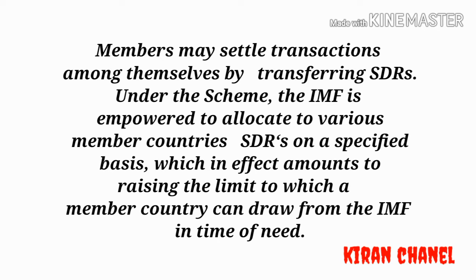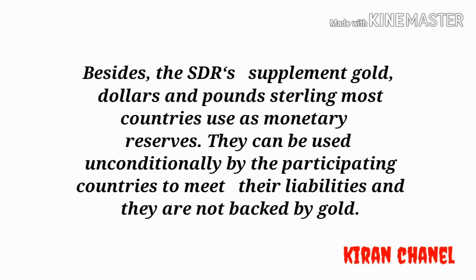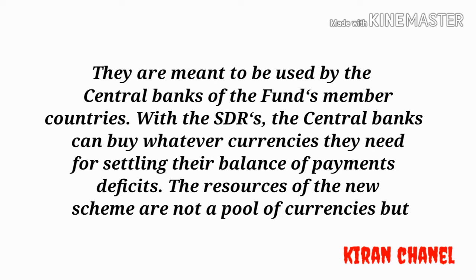Under the SDR scheme, the IMF is empowered to allocate to various member countries SDRs on a specified basis, which in effect amounts to raising the limit to which a member country can draw from the IMF in time of need. Besides, the SDRs supplement gold, dollars, and pounds sterling, which most countries use as monetary reserves. They can be used unconditionally by the participating countries to meet their liabilities, and they are not backed by gold. They are meant to be used by the central banks of the fund's member countries.